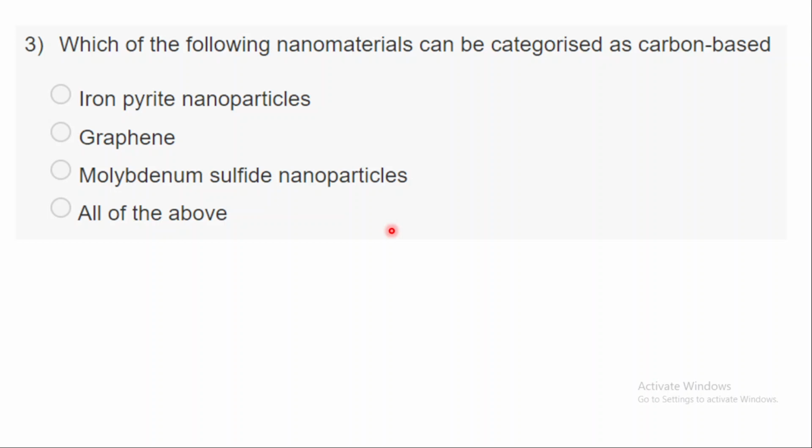Nice. So the third question, I'll just read it out for you. Which of the following nanomaterials can be categorized as carbon based? And there are already some answers. It's good to see that there are so many smart people here, and very active. Options are iron pyrite nanoparticles, graphene, molybdenum sulfide nanoparticles, all of the above.